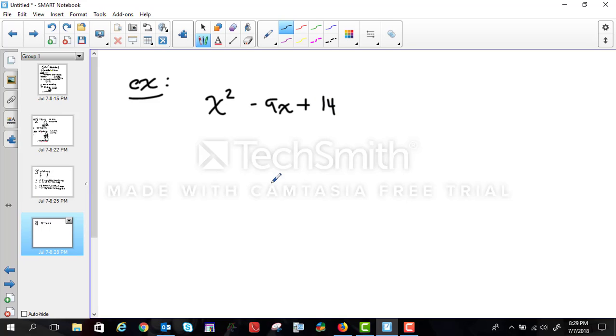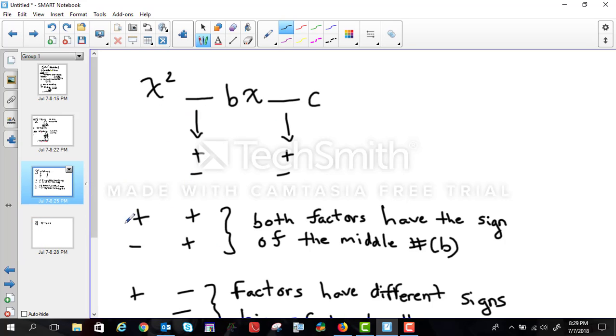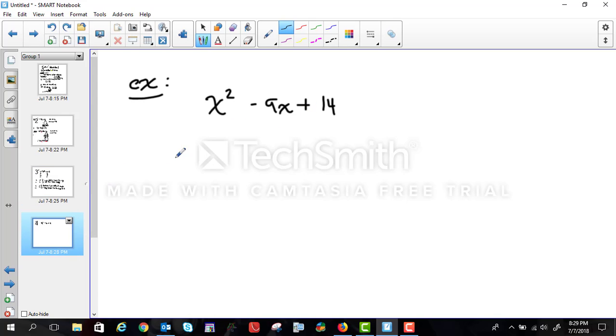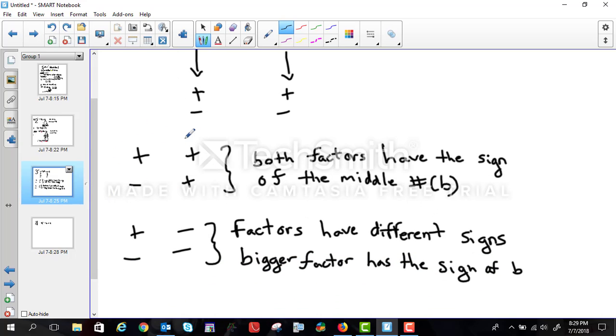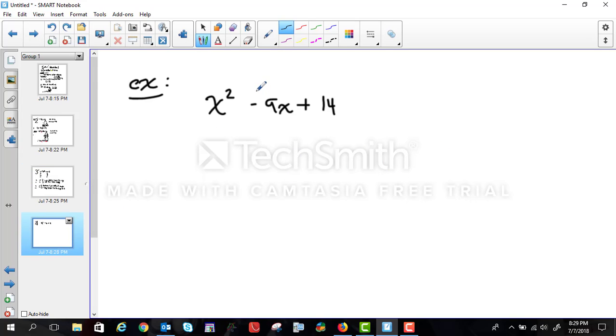Let's do that. So what I like to do when I approach these is, first of all, I like to look back at what we just talked about and say, what is the situation? The situation in this case is that the C value is positive. So that means we're in this realm, and if we're in this realm, we know that both factors have to have the sign of the middle number. So since the middle number is negative here, I'm looking for the factors of 14. So 1 and 14, but they both have to have a negative in them.